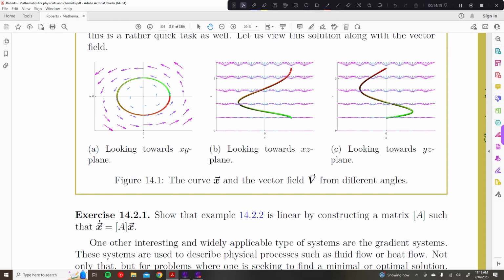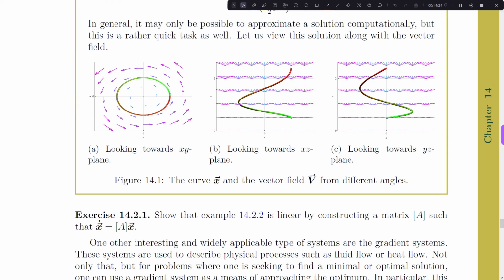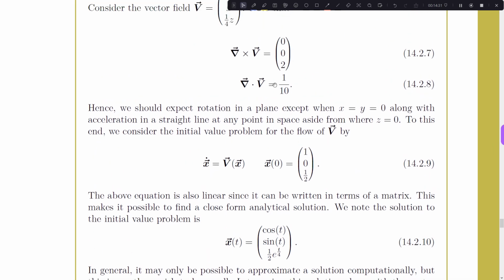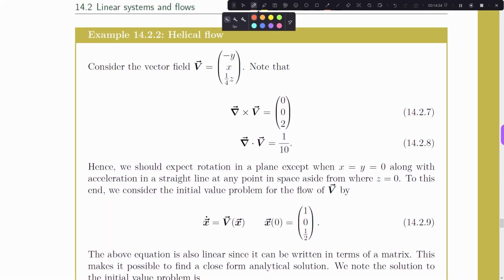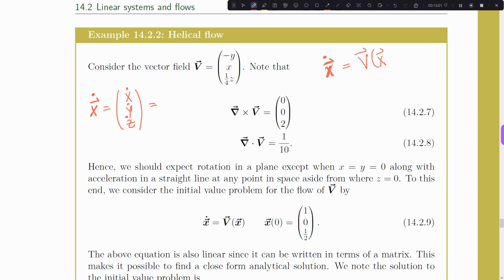Okay, so in fact, here in exercise 14.2.1, it says, show that the example above is linear by constructing a matrix such that x dot equals Ax. Let's do that right now. So we're going to call the vector x, this is going to start to get a little confusing, but the vector x we're going to call (x, y, z). And if I put a dot over those, they are x dot, y dot, z dot. And if I'm considering the vector equation, the flow equation, x dot equals V of x, then I have (x dot, y dot, z dot) equals (-y, x, 1/4 z).